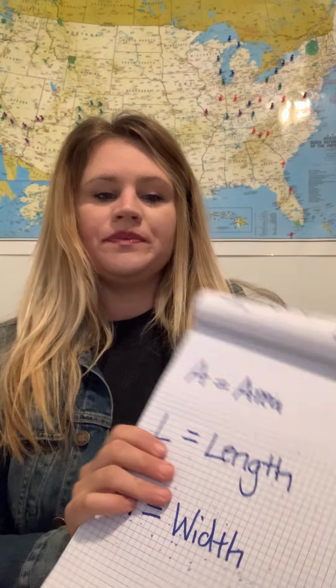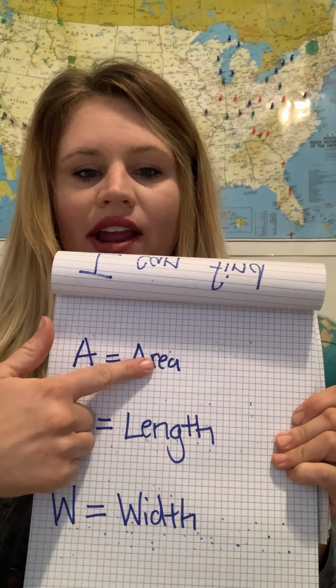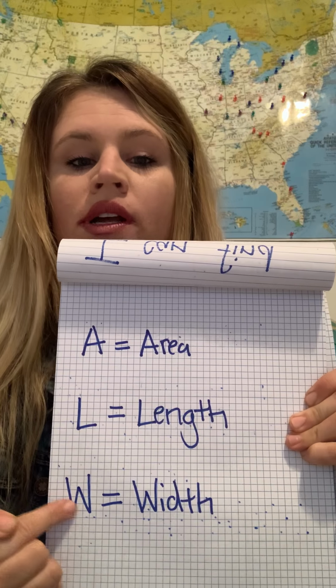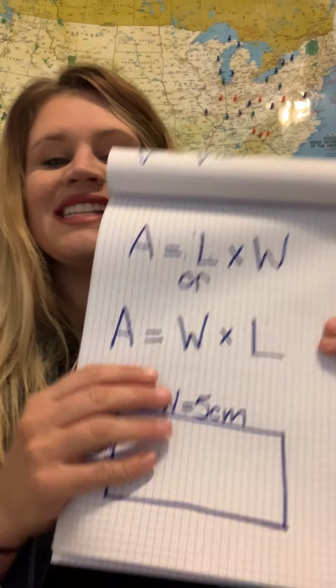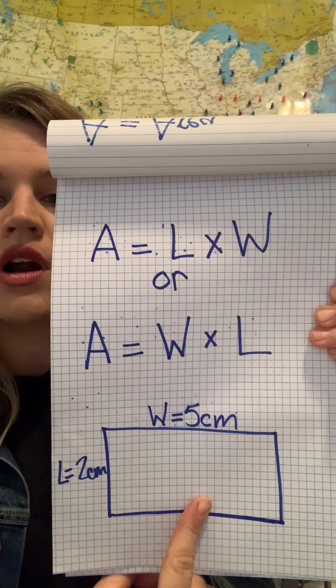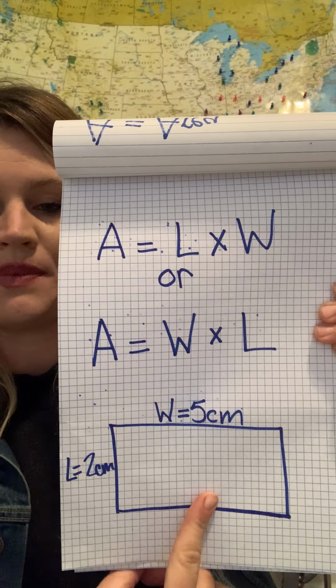So first of all, A is equal to the area, the L is equal to the length, and W means width. I bet a lot of you know that, but it's always good to review it. Secondly, your area is the inside of a quadrilateral. Remember, a quadrilateral is a 4-sided shape, okay?